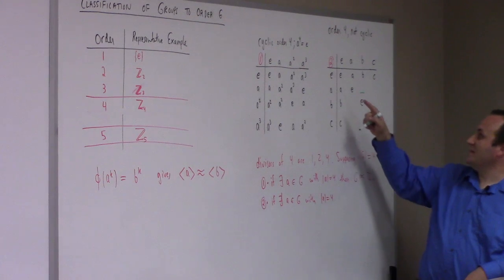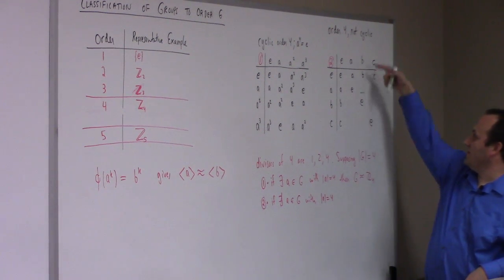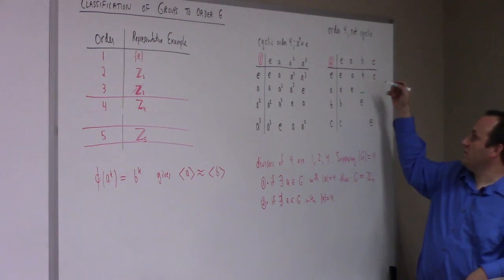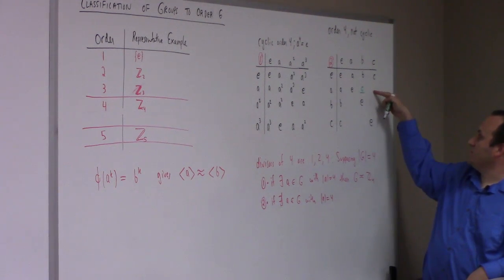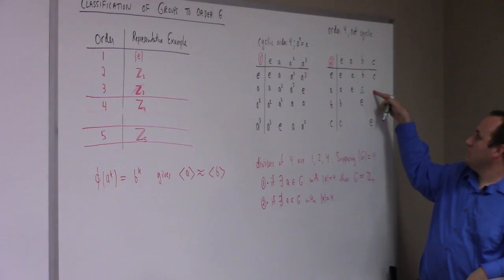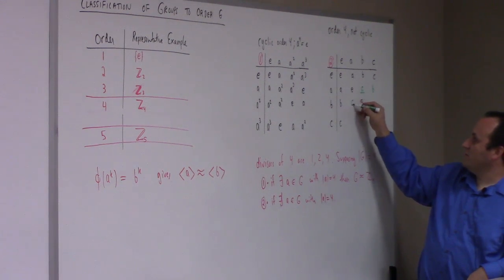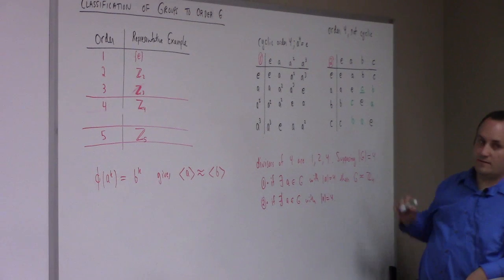That would be a violation of having distinct elements in each row, right? So that has to have a C here. What do I have to put here? B. What do I have to put here? A, right? This one has to be C. Process of elimination, this has to be B, and that has to be A.